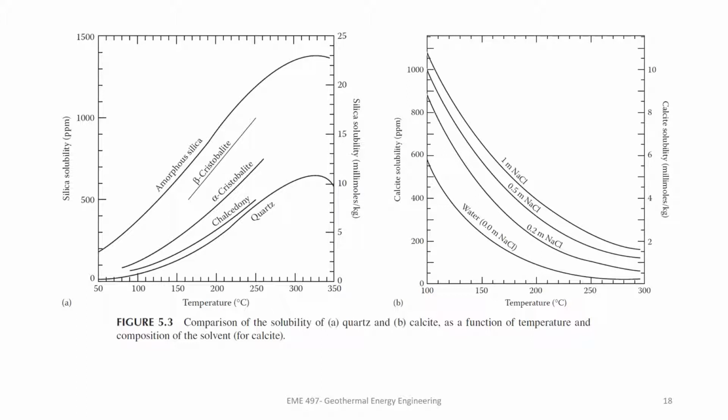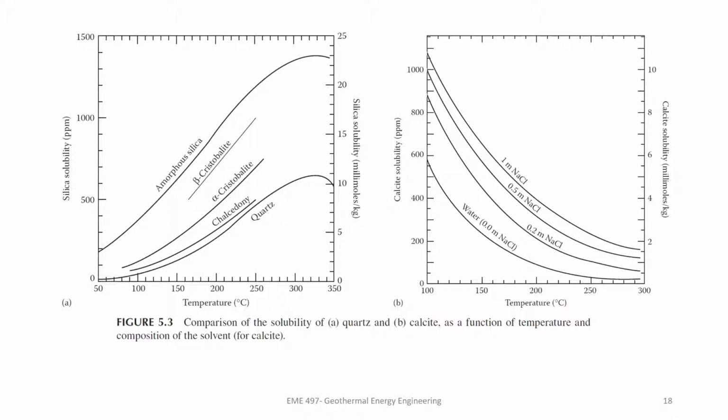These examples demonstrate an important aspect of how fluid chemistry may evolve along a flow path. For example, let's assume a geothermal fluid is at 250 degrees Celsius and is migrating to a cooler region where the temperature is 100 degrees Celsius.